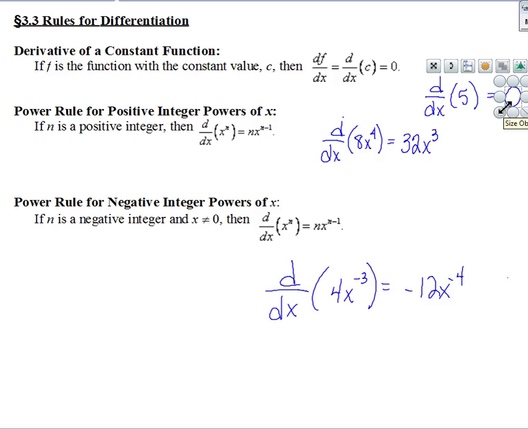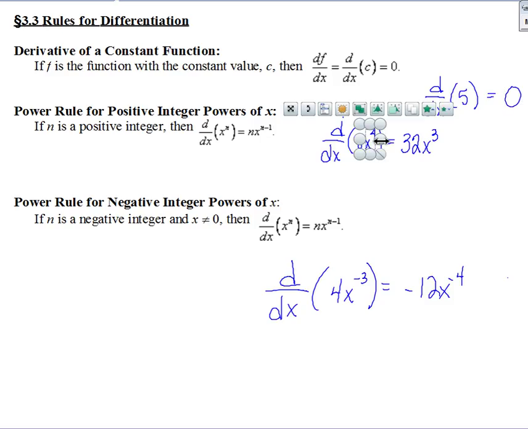Then we have the power rule, and we already talked about how the power goes down a degree. So we have the derivative of 8x to the 4th, we would take 4 times 8, which is 32, and the power is 1 less, x to the 3rd. This is the same thing even if n is negative, we can still use the power rule. So the derivative of 4x to the negative 3: times 4 gives us negative 12, and then 1 less would be x to the negative 4.